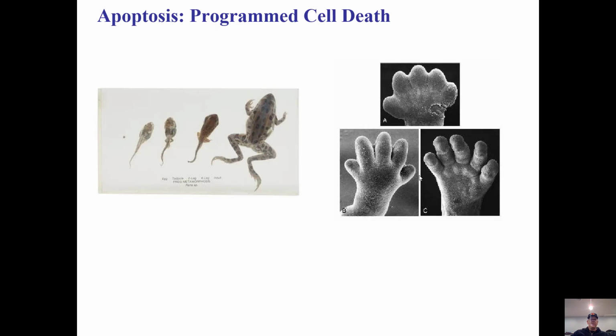So if you look on the left, we have a tadpole, and then a frog, some froglets, and then a frog. And if you'll notice, the tadpole has a tail, the froglets have a tail, but the frog doesn't. So at some point during that frog's development, the cells in the tail will actually create a lot of lysosomes, okay? And those lysosomes will eventually break open. And remember, they have the hydrolytic enzymes.